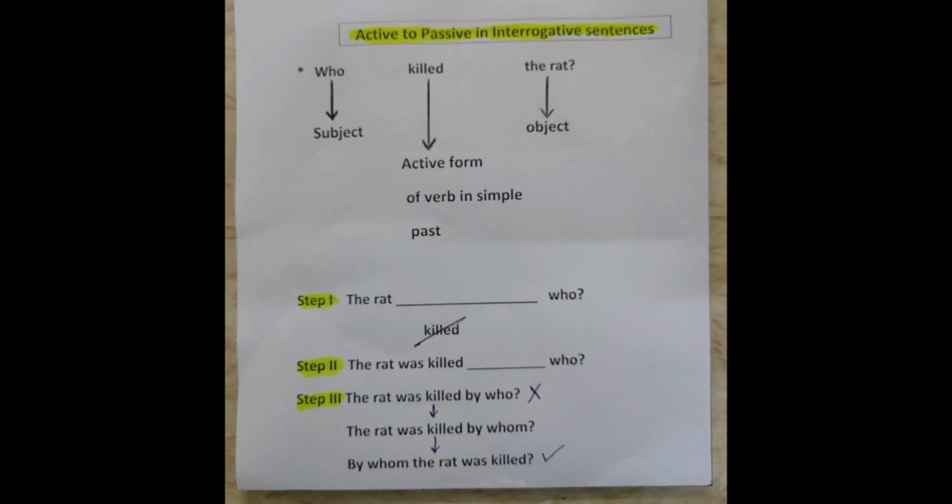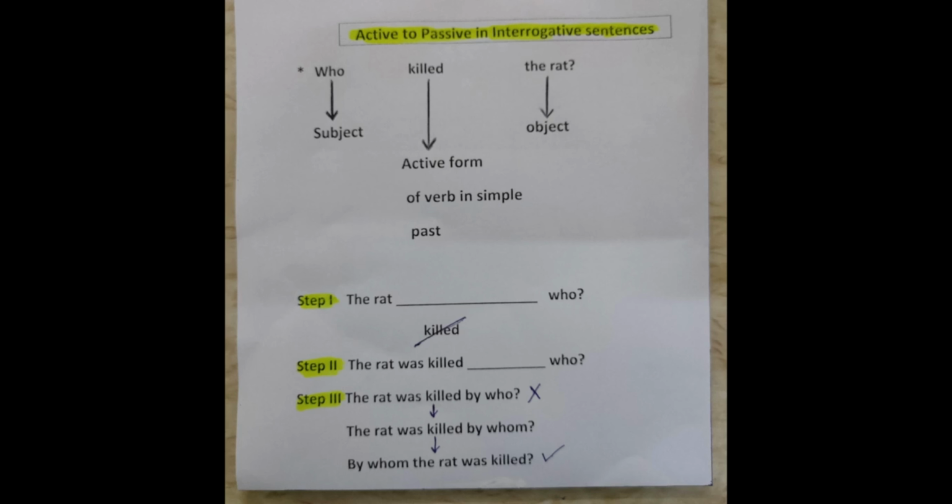Now, as per the step 1, we have to interchange the subject and the object. So, the rat, which is an object, comes in the beginning of the sentence, and who, which is the subject, goes at the end of the sentence. Now, the rat has become the new subject and who has become the new object. Now, step number 2. Initially, the active form is killed. Its passive form will be was killed.